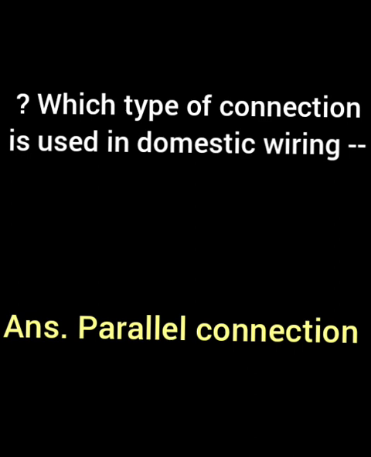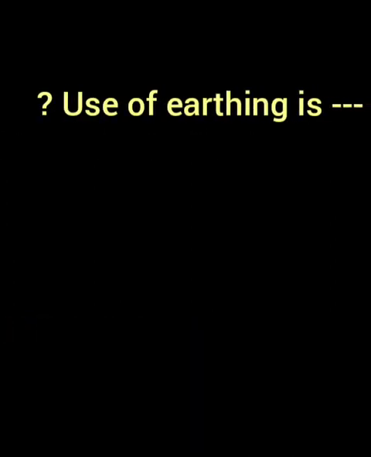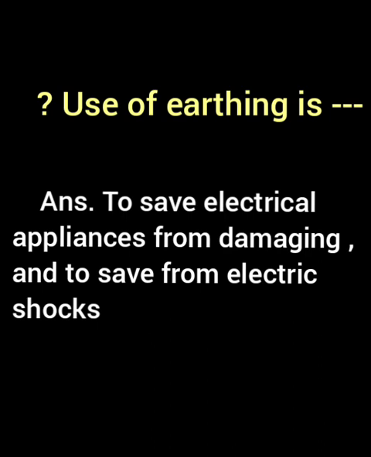Now question next. The use of earthing is. Why should we use earthing in our domestic wiring? The correct option will be to save electrical appliances from damage and to save from electric shocks. Where you get these 2 conditions together, that will be correct. Or you may get only one condition; if the other condition is not there, that first or second condition will be the correct answer.